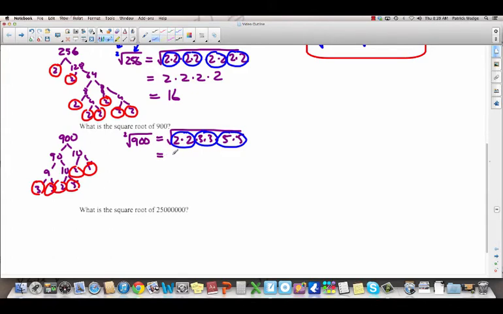The 2 2's come out, and we're just left with one of them. The 2 3's come out, just one of them. The 2 5's come out, just one of them. So the square root of 900 is equal to 2 times 3 times 5, which is 2 times 3 is 6, times 5 is 30.